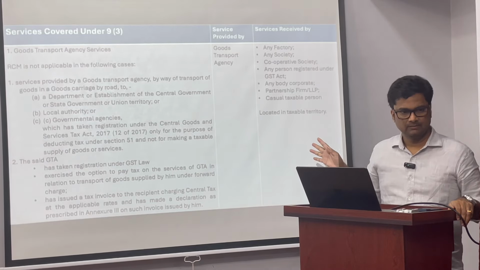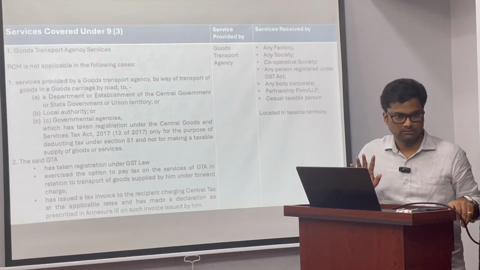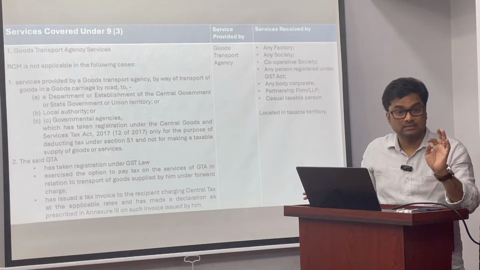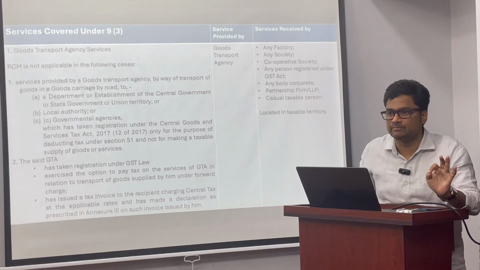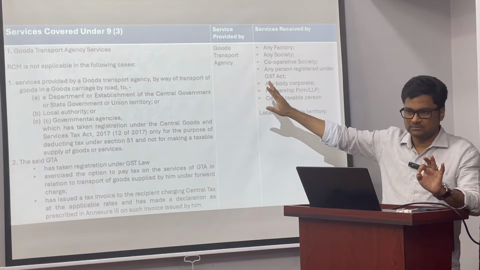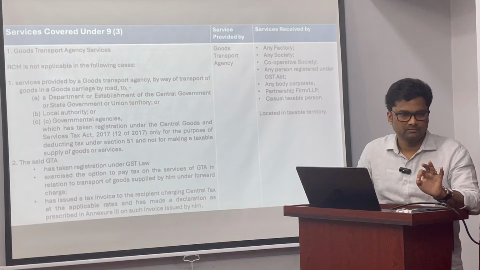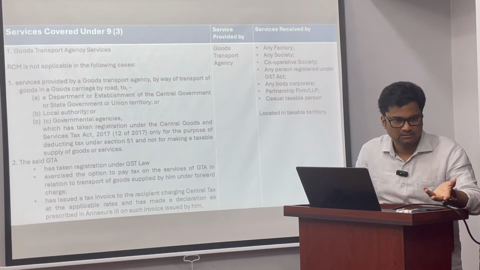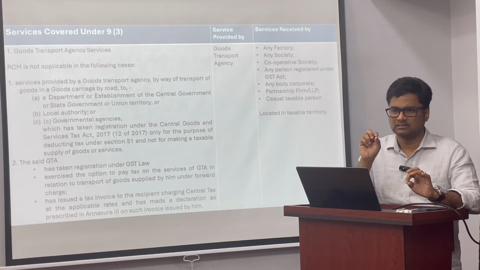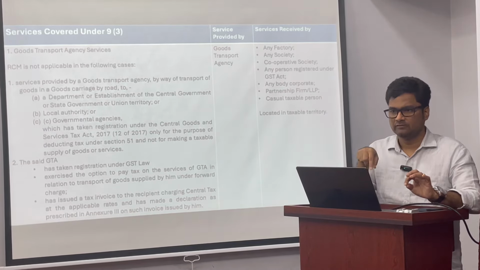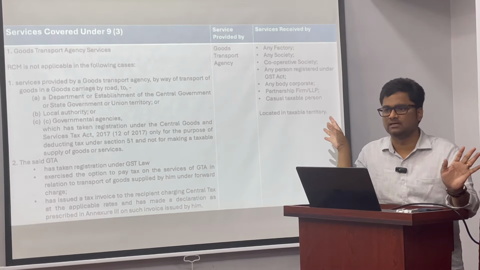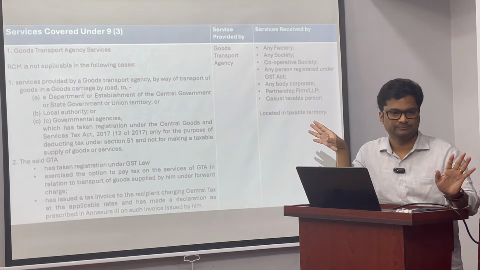And he should issue tax invoice now. Earlier, he will not issue tax invoice. Why? Tax invoice should be issued when there is a taxable supply. So he will not issue tax invoice. A regular normal invoice he will issue, because there will not be any tax. Underneath there will be a bottom line: this is a GTA service, so GST should be paid by you for this service, I am not responsible, under notification number 13/2017 CTR. One line will be there.